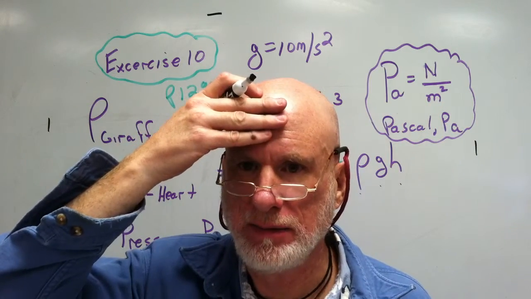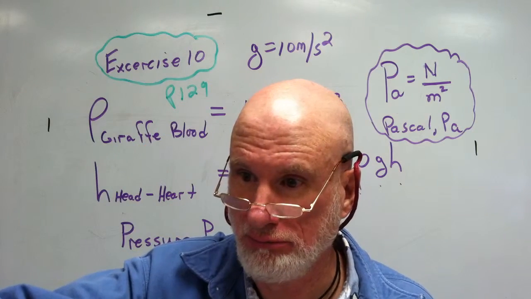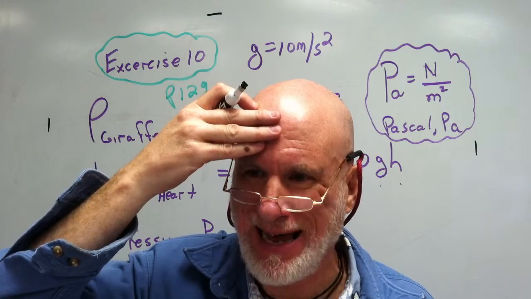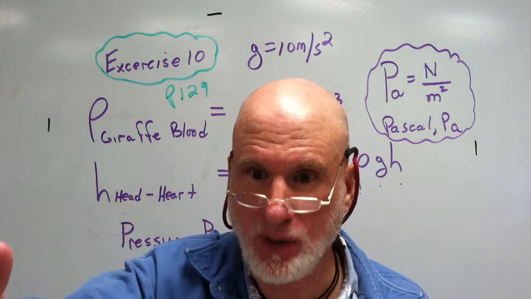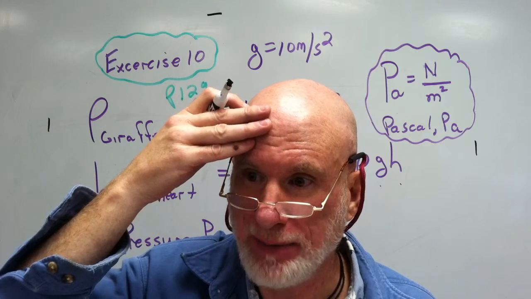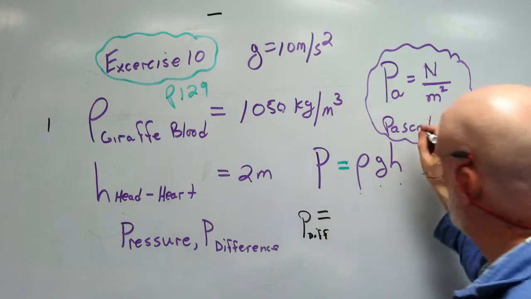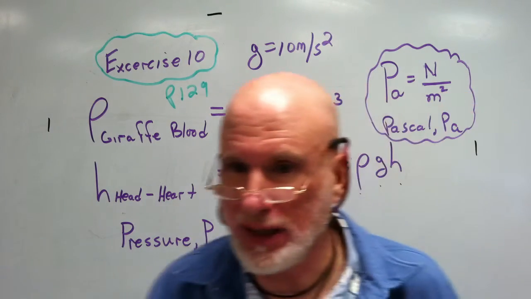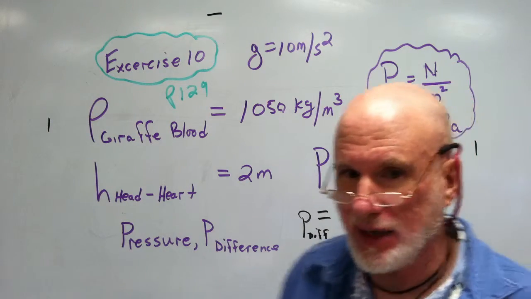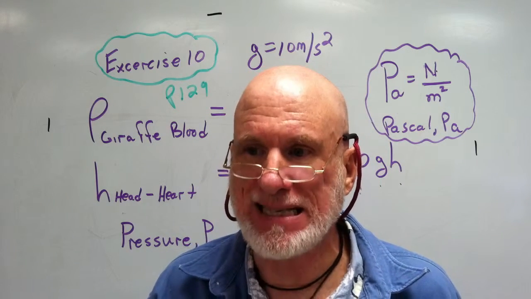A newton is the unit label for force, right? Watt is the unit label for power. Watt, exactly. Kilogram is the unit label for mass, correct? A pascal is the unit label for pressure. Newtons per square meter is a pascal. So we will solve for pascals.